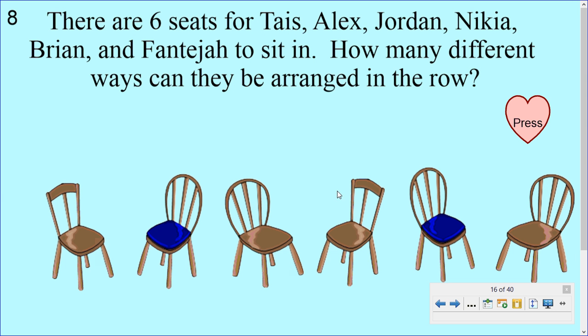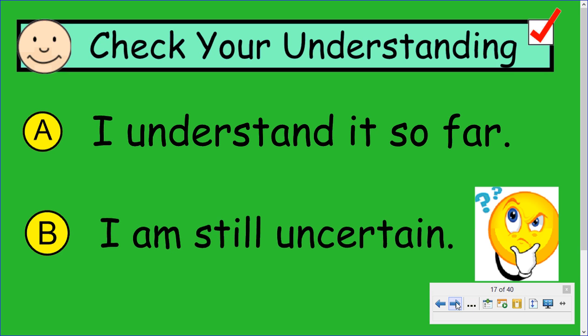So here's an example that you can try on your own. Here are 6 seats for these people to sit in. See how many different ways you can have them arranged in a row. So try that one. Check your understanding. If you understand it, great. If you don't, write down your questions. I'll be glad to answer them tomorrow.